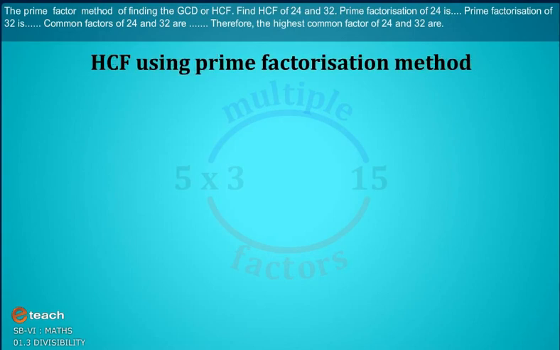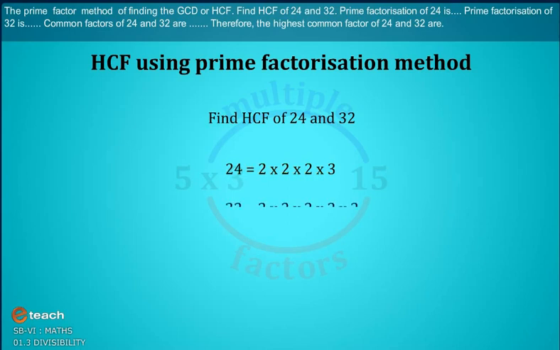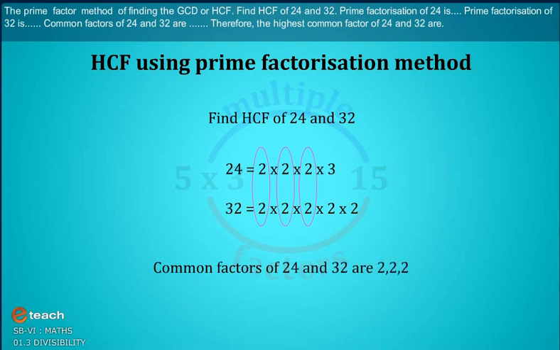The prime factor method of finding the GCD or HCF. Now find HCF of 24 and 32. Prime factorization of 24 is, prime factorization of 32 is, common factors of 24 and 32 are. Therefore, the highest common factor of 24 and 32 are.